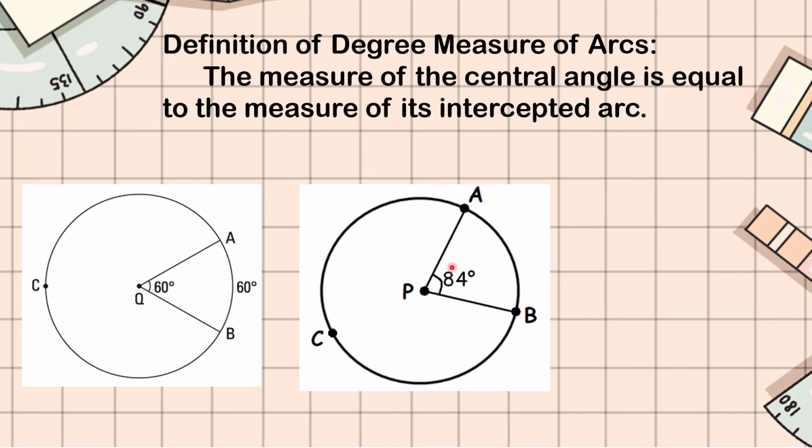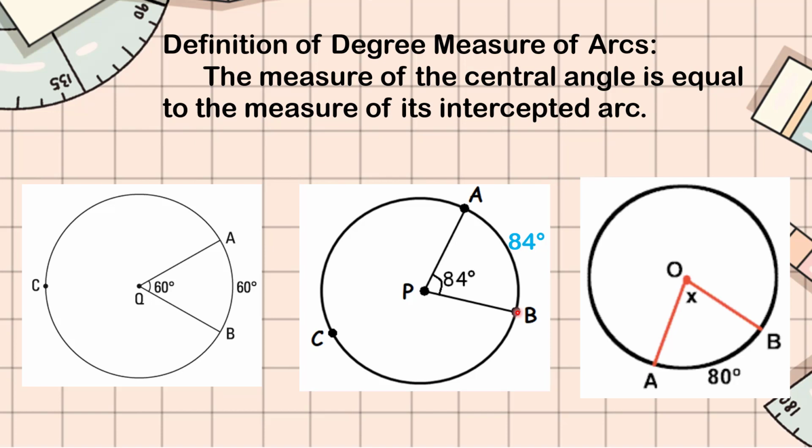Again, if the measurement of angle APB is 84 degrees, what is the measure of arc AB? If your answer is 84 degrees, you are correct. Let's have another example.